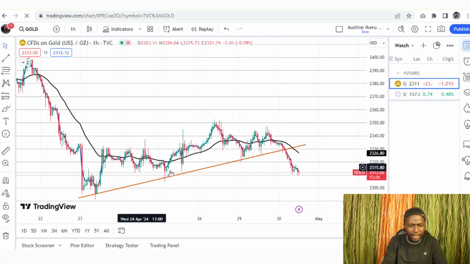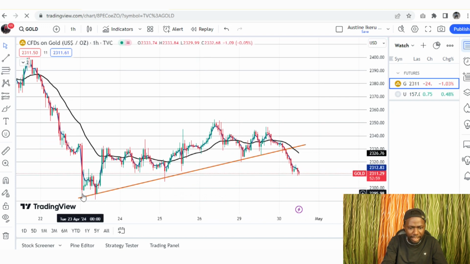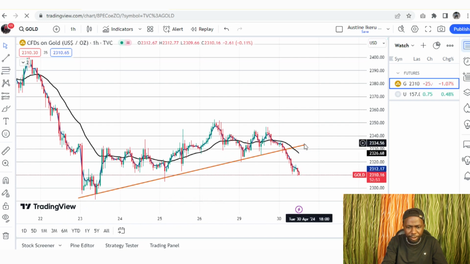This is the 1 hour time frame. So you can clearly see the trend line, right? Look carefully. This is the trend line I'm talking about. This is TradingView. So this is what I'm talking about. You see the trend line? This orange line is the trend line.